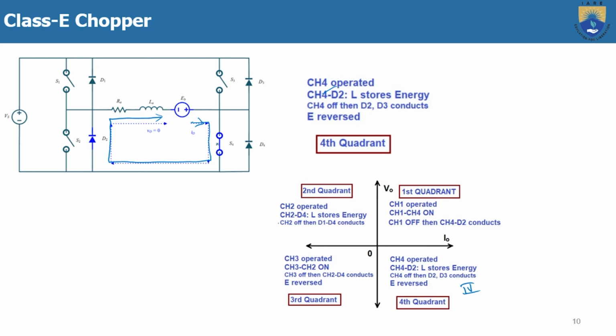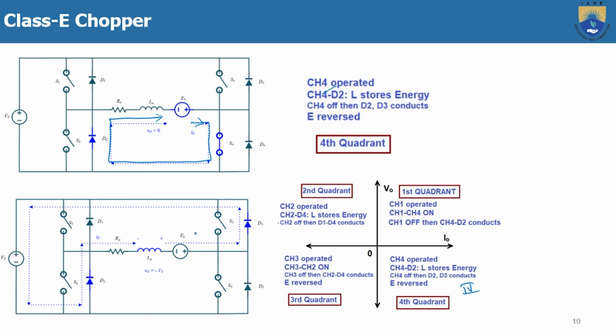Then if you turn off S4, then because when turning on the S4 the inductor stores the energy, because here the supply is this way, so plus and minus. Okay. Then now here it is plus and minus. Then it will discharge through D2 to the supply, to D4, D3 to D2. So in this case also the load is supplying to the source. So this is the fourth quadrant operation. This is the operation of the class E chopper.